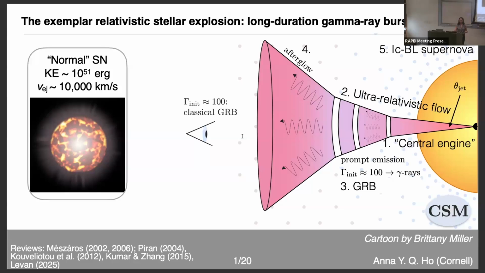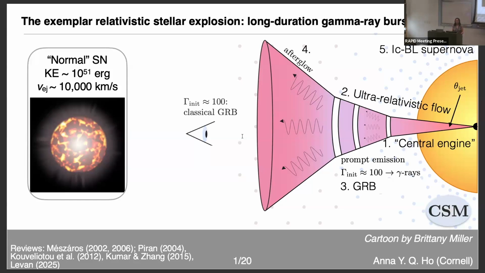In the traditional core collapse supernova mechanism, you have a hydrodynamic explosion, a characteristic kinetic energy release of 10 to the 51 ergs, and ejecta velocity of 10,000 kilometers per second. But in certain rare cases, for reasons we don't totally understand, you can also have a relativistic outflow that's powered by what's called a central engine. That's either accretion onto a black hole or the rotational spin down of a neutron star.